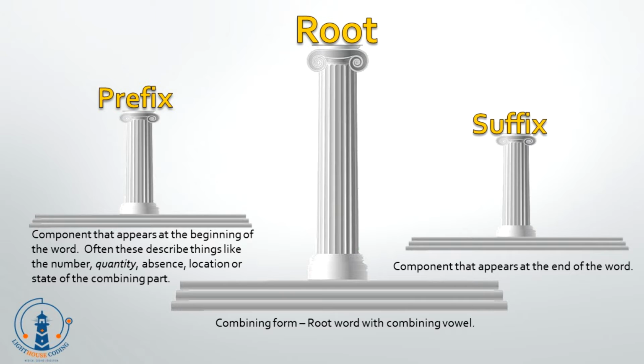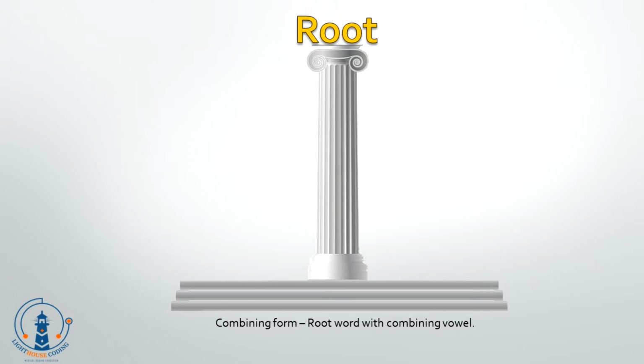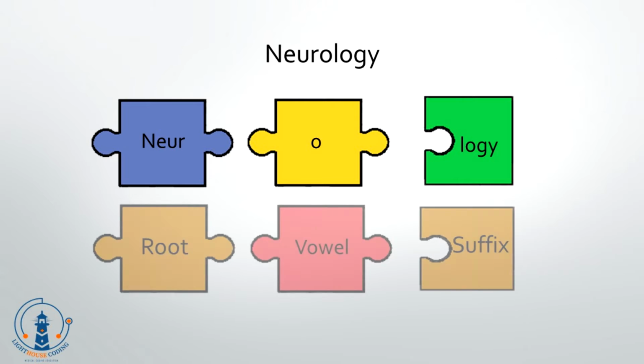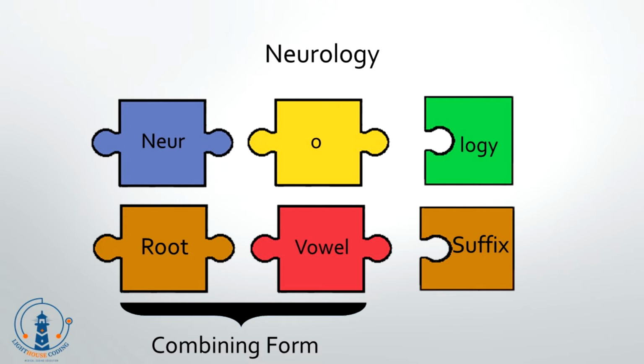These are the root, or combining form, the prefix, and the suffix. The root is the main part of the medical term, and its job is to hold everything together. It is the central core part of the term. When the root includes a combining vowel, it's known as a combining form. The combining vowel is usually an O, but sometimes it will differ.